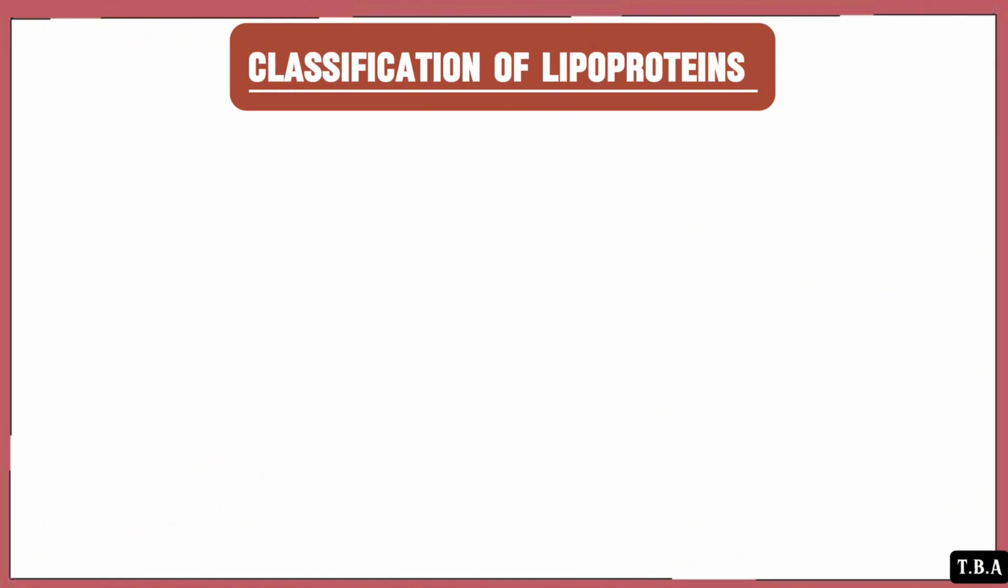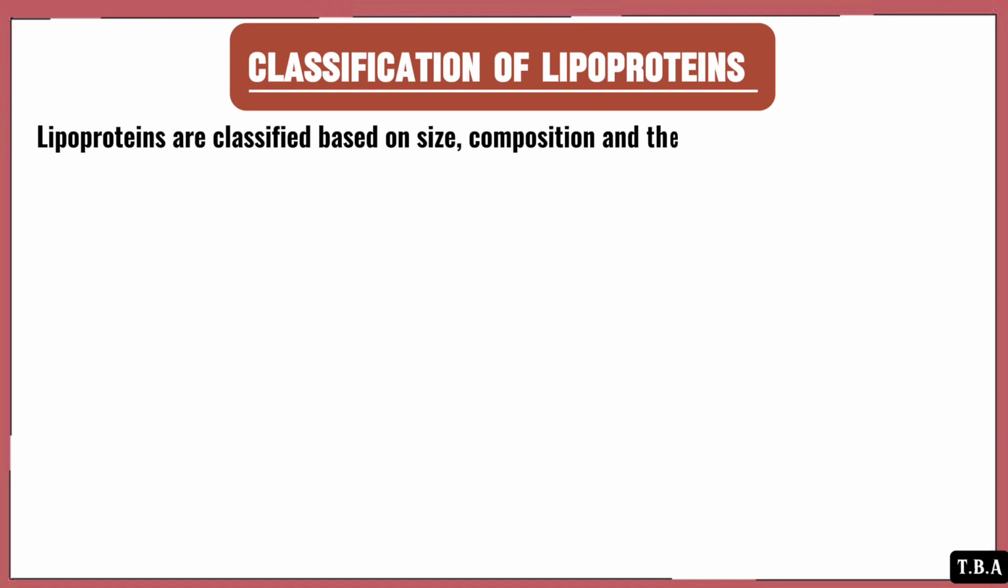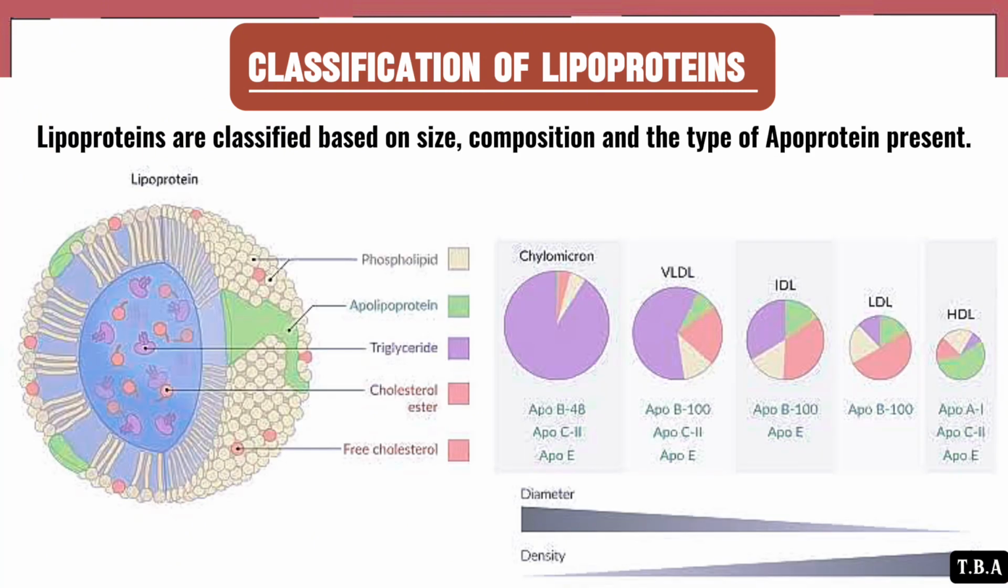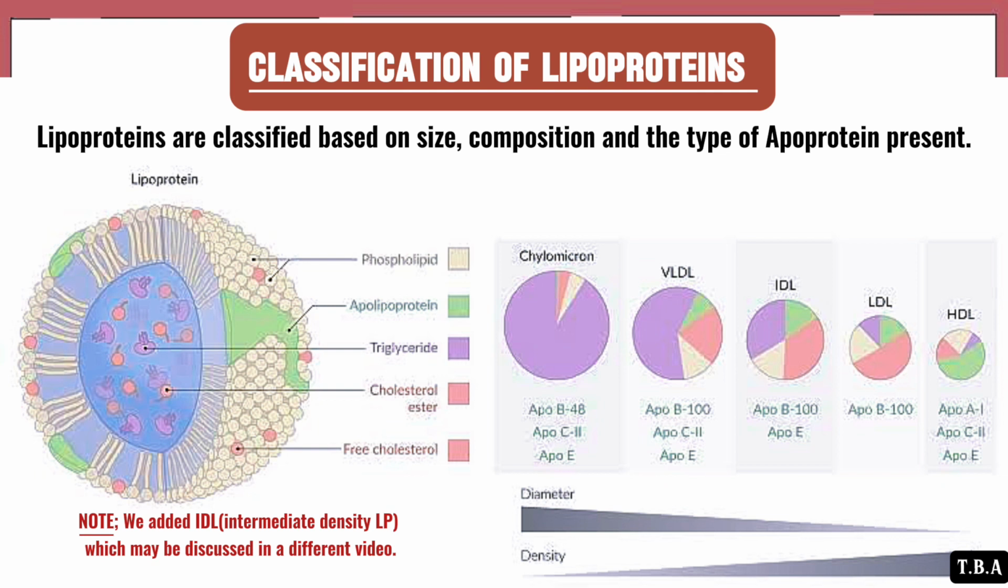Let's talk about the classification of lipoproteins. Lipoproteins are classified based on their size, their composition, and the type of apoprotein that is present. Now, in the first classification of lipoproteins, we have the chylomicrons. They are usually the largest, followed by the VLDL, which is also known as the very low density lipoproteins, followed by the LDL, which is known as the low density lipoprotein. Then we also have the HDL, which is also known as the high density lipoprotein.